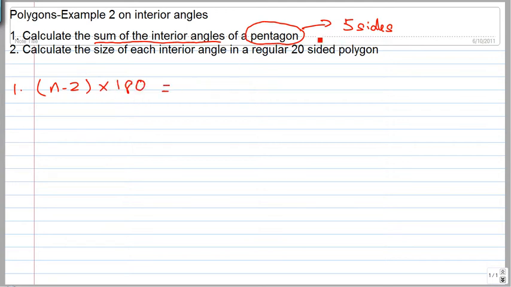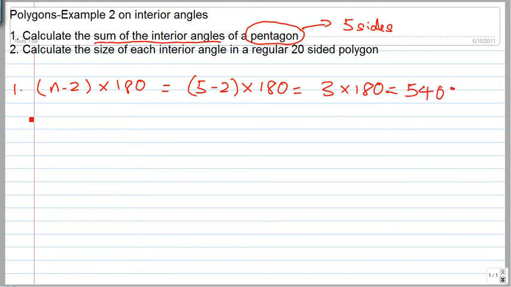Since there are 5 sides and n is the number of sides, you perform substitution: 5 minus 2 times 180, which is equal to, working within the brackets, 5 minus 2 is 3, times 180. 3 times 180, press your calculator, is equal to 540 degrees. Alright, so this is a very simple question.